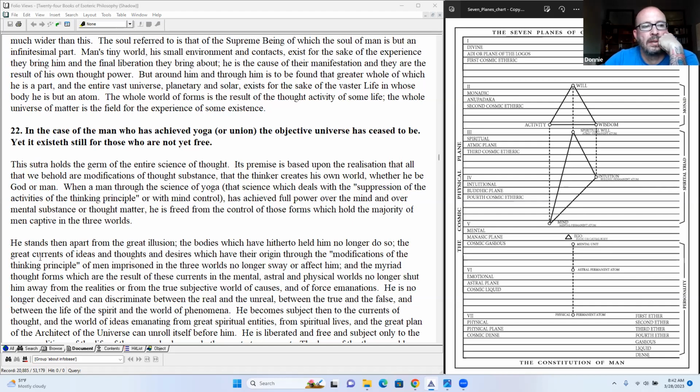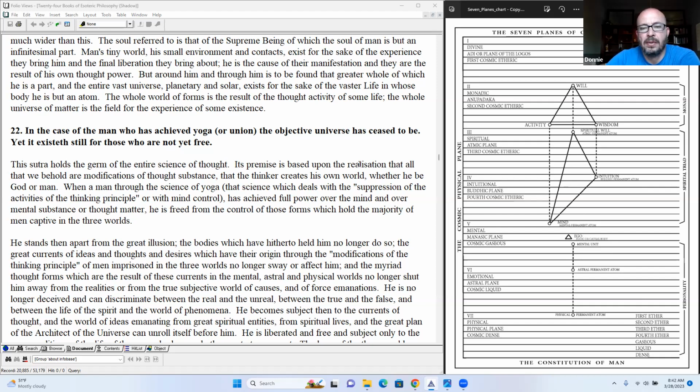Let's keep going here. The 22nd Sutra. In the case of the man who has achieved yoga or union, the objective universe has ceased to be. Yet it exists still for those who are not yet free. This sutra holds the germ of the entire science of thought.